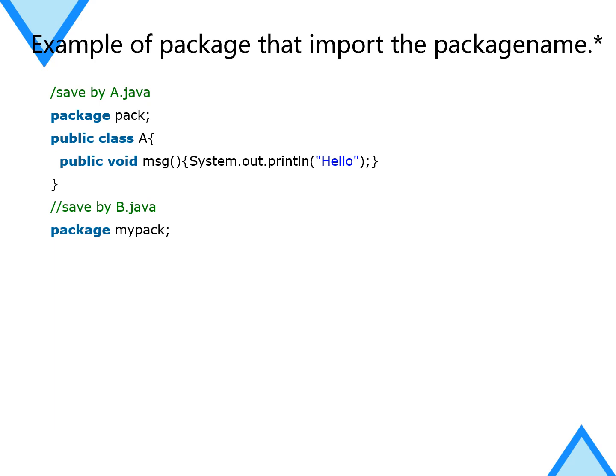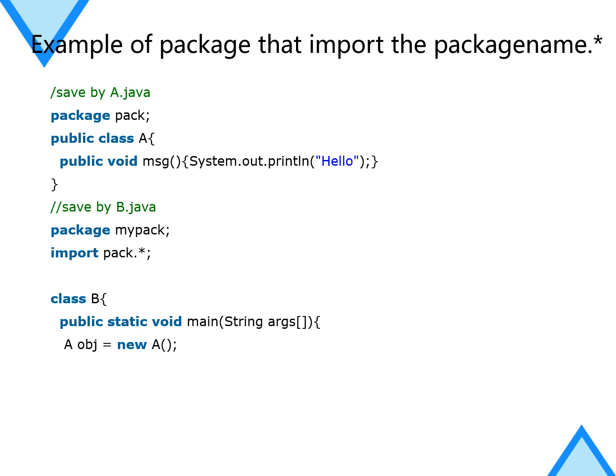Now we have another package, mypack, and we import pack dot star. Through import pack dot star we are going to get access to the msg method. We have another class B, which has a main method. Here we are creating an object: A is the name of the class and obj is the object, and through the object we are accessing the message. Whenever we run this, the output is hello.